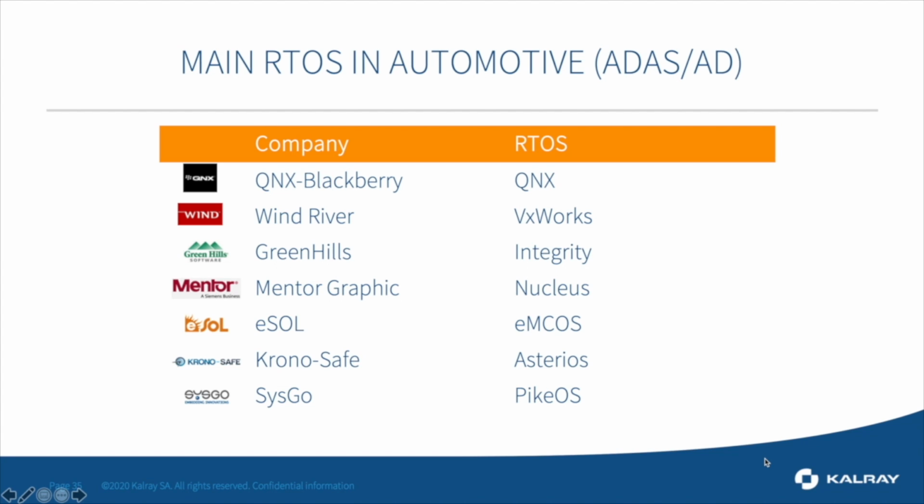So the companies providing that are QNX BlackBerry with their QNX Auto, Wind River providing VxWorks, Green Hills with Integrity, Mentor Graphics Siemens with Nucleus, eSol providing eMCOS and its variety, Chronosafe with Asterios I was talking about, and SYSGO coming from avionics and into automotive with its real-time OS PikeOS.